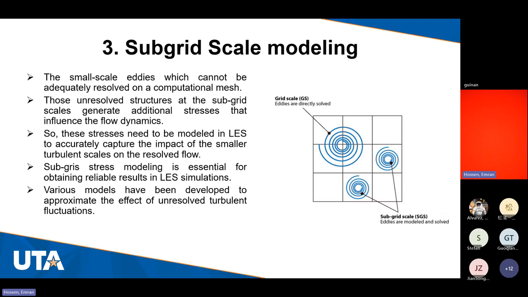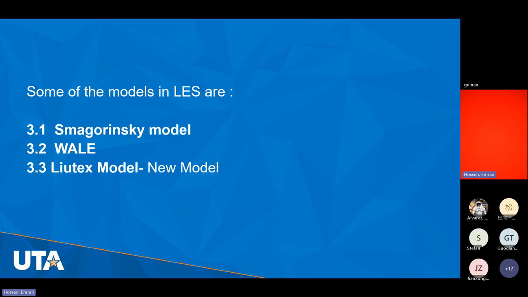Various models have been developed to approximate the effect of unresolved turbulent fluctuations. You can see the graph for the grid scales, the largest scales, and the small eddies, which we get through the subgrid scales. There are some models in LES, which are the Smagorinsky model, the WALE model, and the Liutex model.